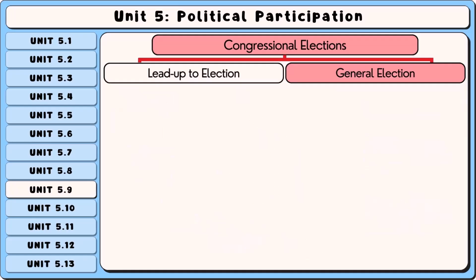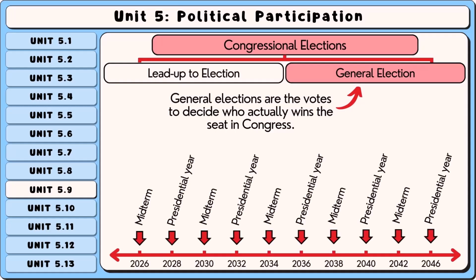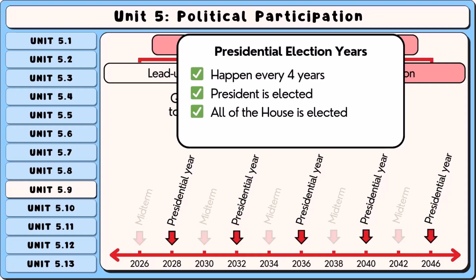Now let's move on to general elections, which are the final stage of the process. General elections decide who actually wins the seat in Congress. These can happen in presidential election years or in midterm years. In presidential election years, which happen every 4 years, the president, all of the House of Representatives, and a third of the Senate are up for election.